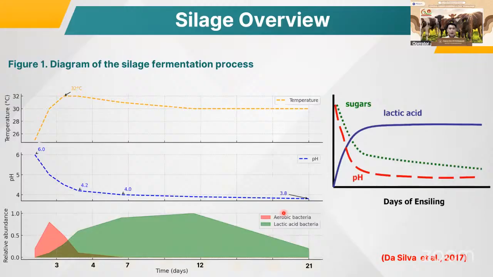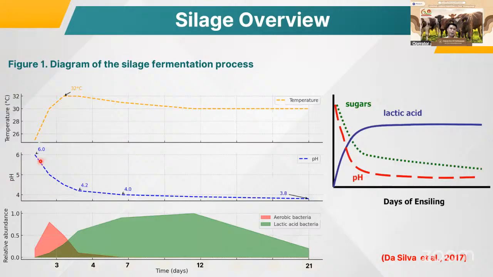So this diagram shows the silage fermentation process. At the top, you can see that temperature is the main thing that changes after the silage process. At the beginning, about 3 days after silage making, the temperature can increase to almost 32 degrees Celsius, and then it stabilizes after 21 days of silage fermentation.